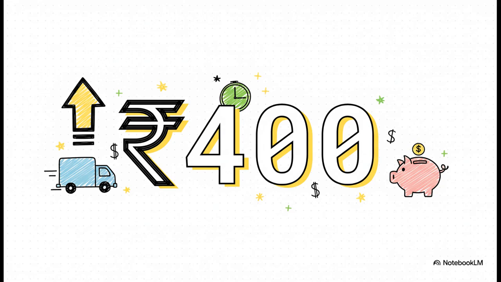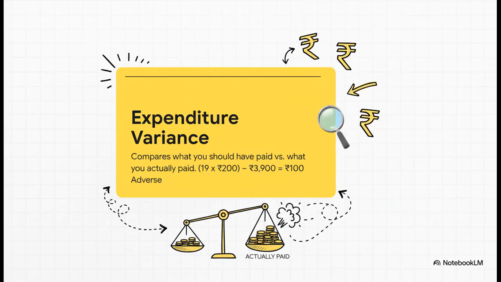And it's favorable because our flex standard said we should have used 21 deliveries, but we got the job done in only 19. We were more efficient, we saved the company some money. That's a win. But hold on, that's not the whole story. We also have to look at the expenditure variance. This isn't about how many deliveries, it's about how much we paid for them. We should have paid 3,800 rupees for those 19 deliveries, but we actually paid 3,900. So while we were super efficient with the number of trips, we overspent by 100 rupees, giving us a small, adverse variance on the price side.